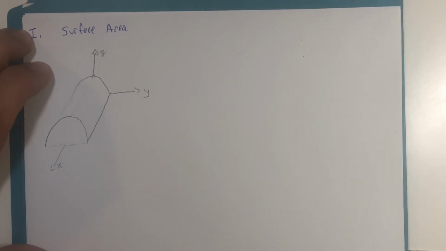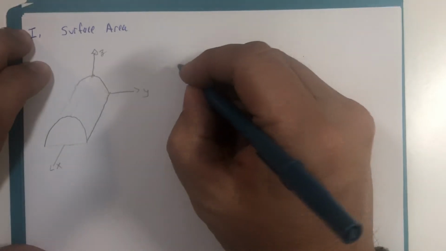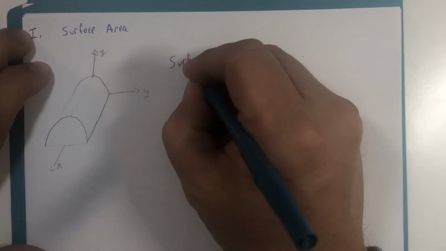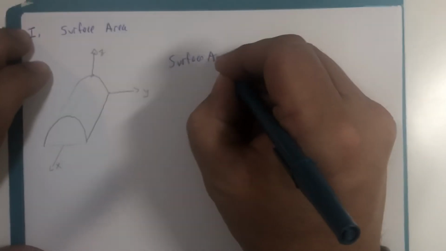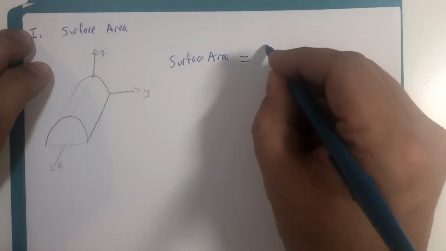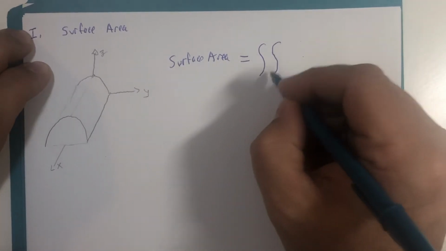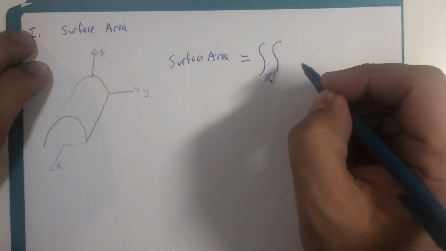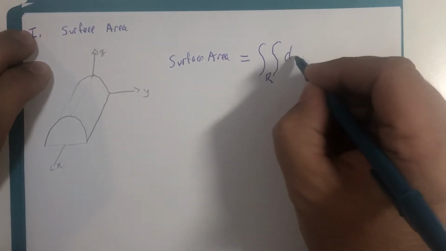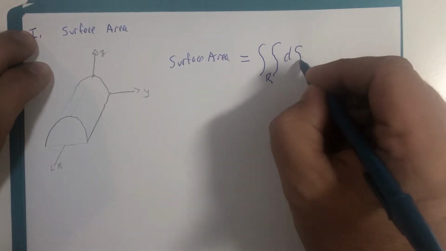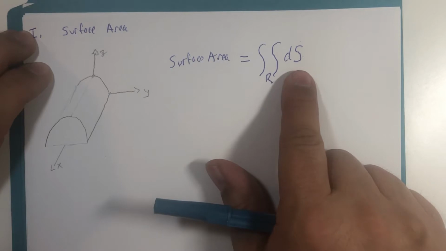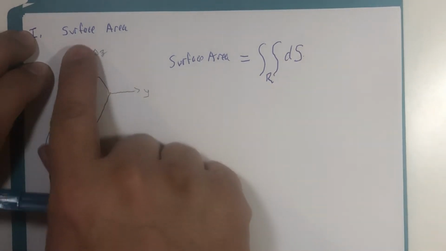So ultimately what's going to happen is we're going to have our surface area, that will be equal to a double integration over a region in the XY plane. And the shorthand notation for this is dS, and the S is capitalized. And this stands for surface.